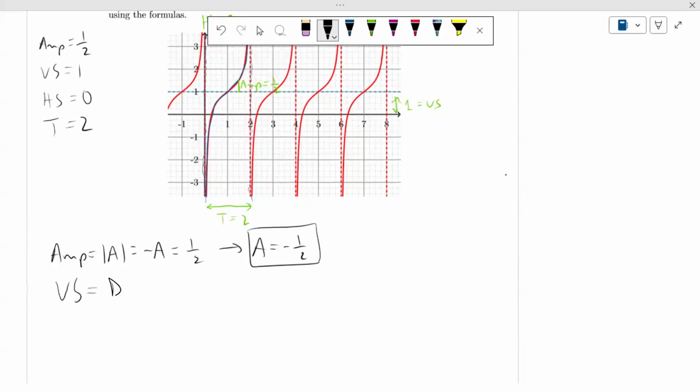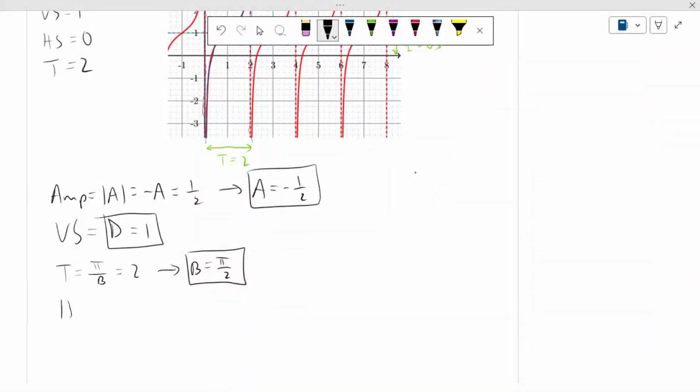Vertical shift is D, it's always D, so it's going to be equal to 1. Period is still pi divided by B, so here my period is 2. That means that B is going to be equal to pi over 2. I already showed my algebra for that last time, so I can just leave it like that.